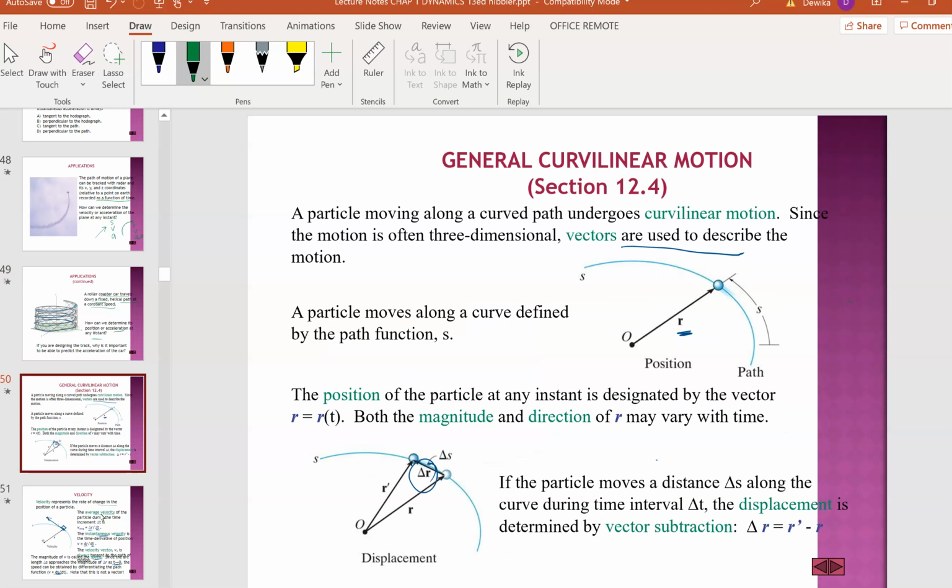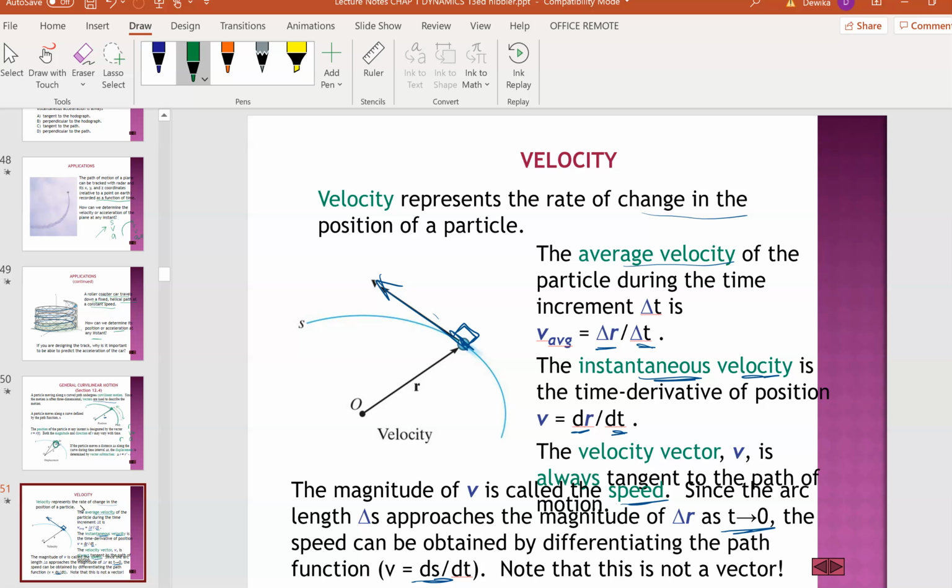Okay, so general curvilinear motion. What we have here is a curvilinear path. Can you see this is the path where the particle is actually moving? And then we have the position. The displacement would be given by delta S, but because it is a vector, it will be called delta R. For curvilinear motion, it's always written as R. So it will be R, V and A. So this is the velocity component.